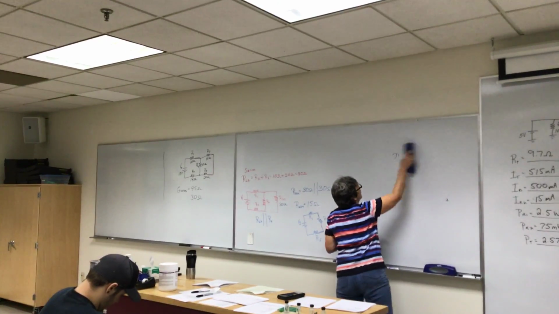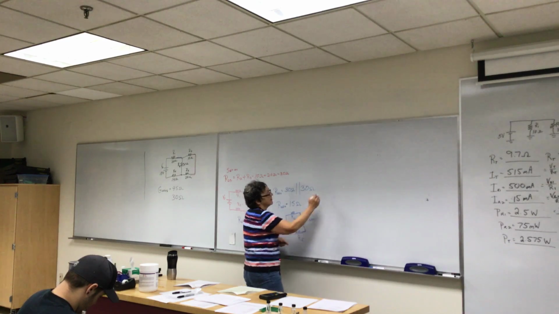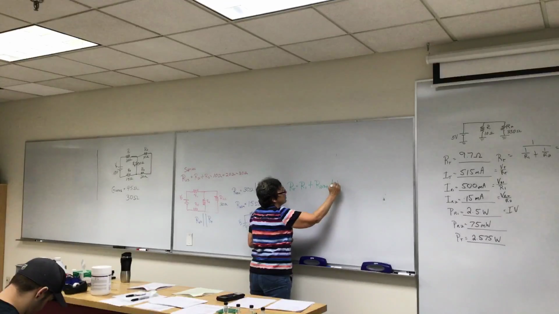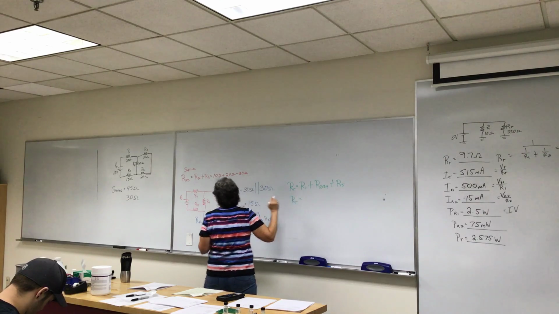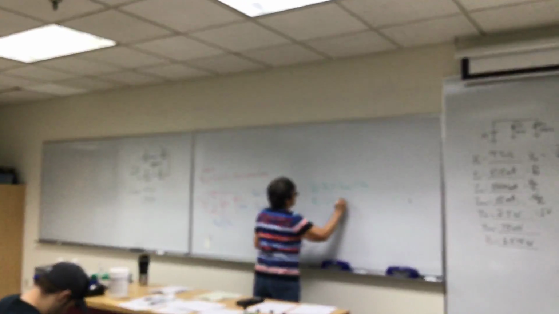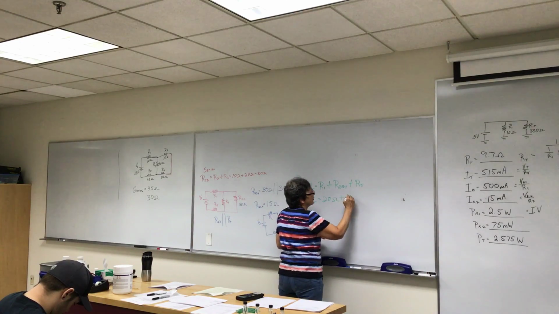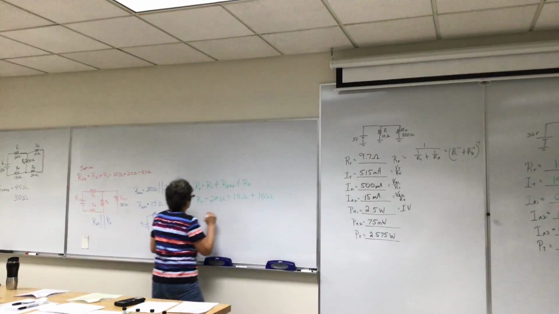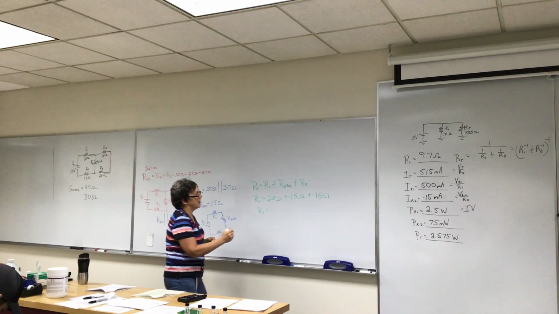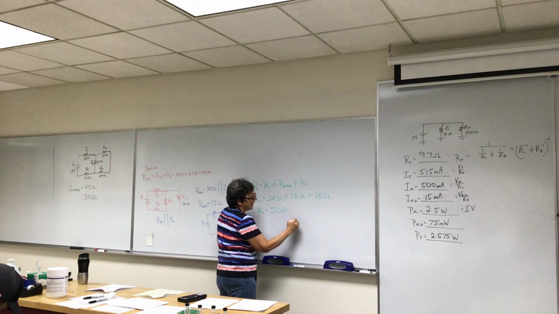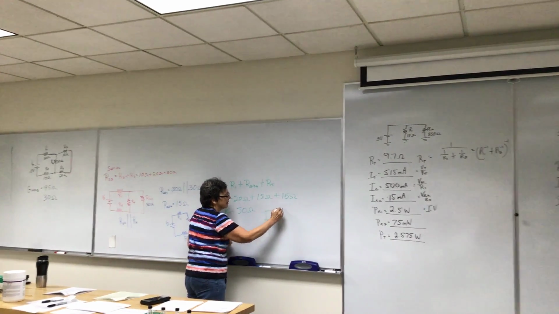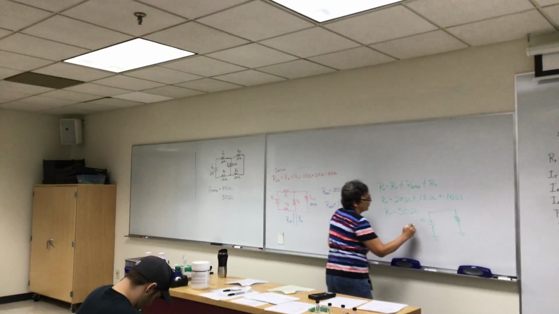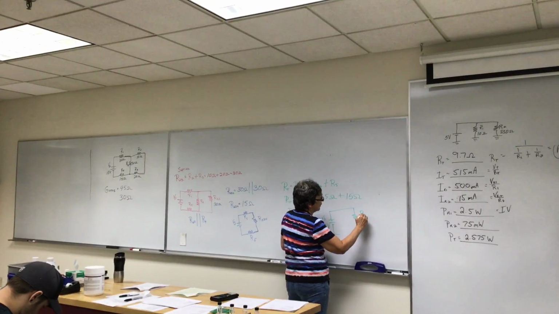Erase these, get myself a little more room. So now I can say R total equals R1 plus R234 plus R5. R total equals 20 ohms plus, what's this one, 15 ohms, plus, what was R5, 15 ohms. R total equals, what is that, 50 ohms? Did I do that math right? Okay, so now we can write our equivalent circuit. Voltage source, what's our voltage source? 10 volts. And our total is 50 ohms.